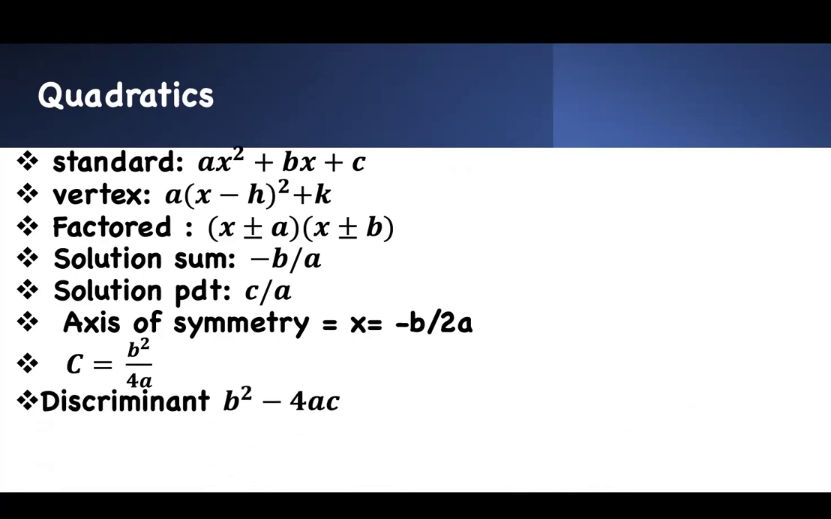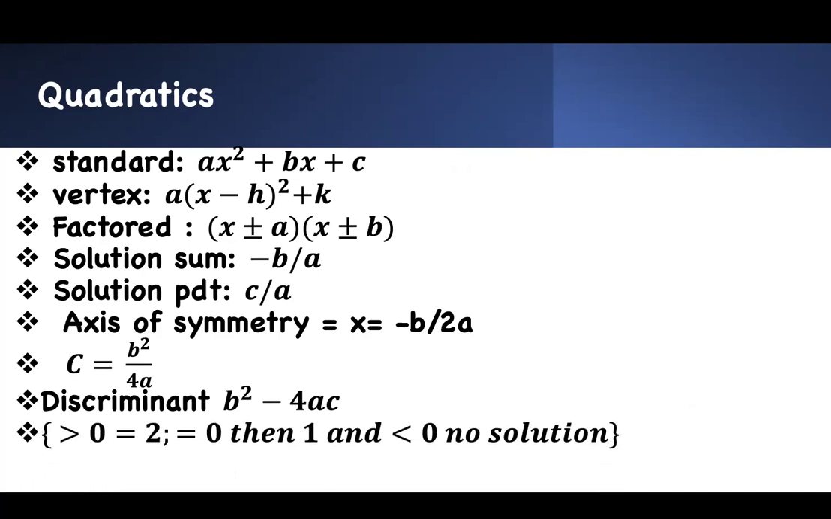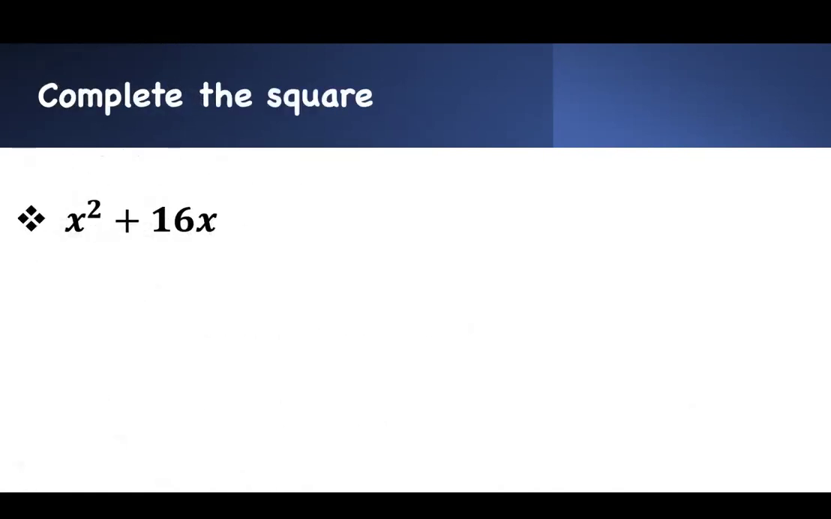And what is the discriminant? You can tell whether the equation has zero solutions, one solution, or many solutions. And this is the condition you need to satisfy. When the value is greater than 0, we have two solutions. When it is equal to 0, then we have one solution. When it's less than 0, no solution. It's a quadratic equation.